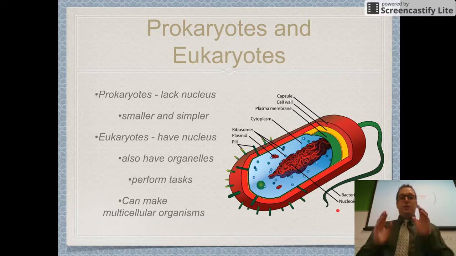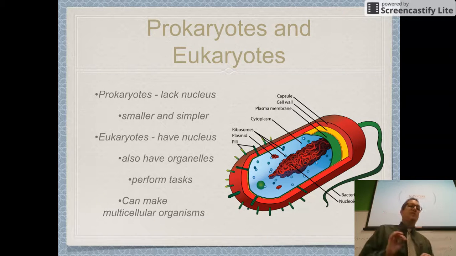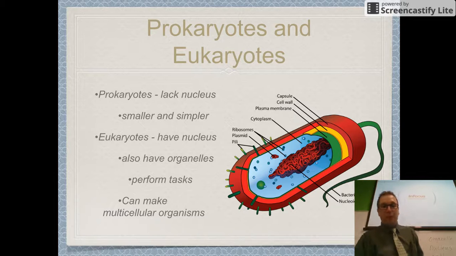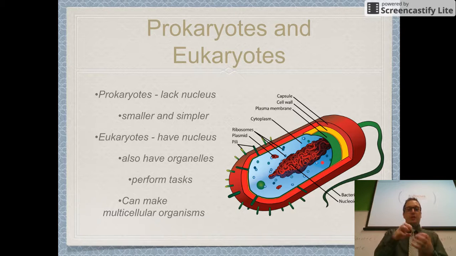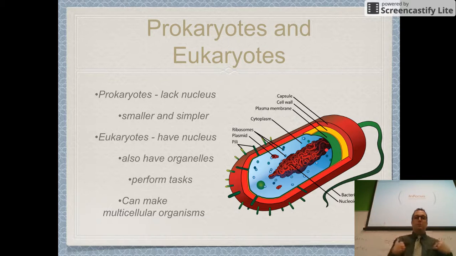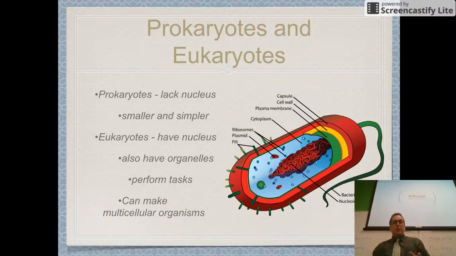Eukaryotes, on the other hand, have a nucleus. They have organelles, all the little mini organs that perform certain tasks. And they make up multicellular organisms. So prokaryotes never link together and live cooperatively. Eukaryotic cells, plant cells, fungi cells, they can link together and create me, you, the tree in your yard, the grass, the birds, and everything that is alive and multicellular, everything you can see with your naked eye except for that one weird cell. Those are made of eukaryotic cells.